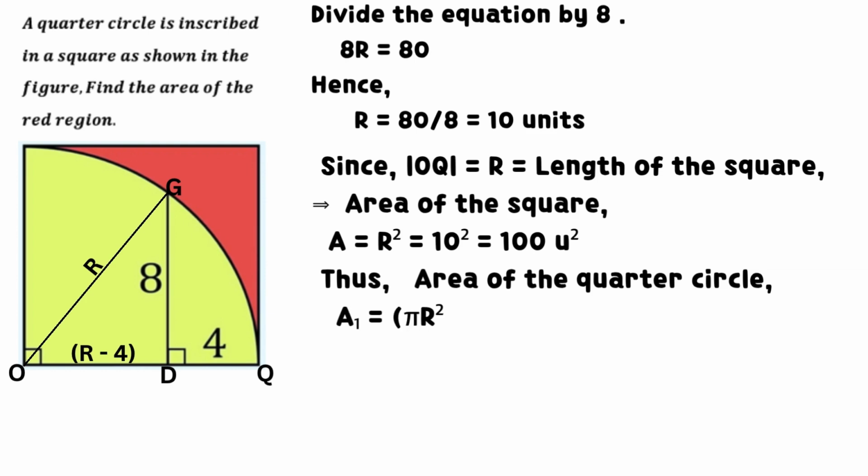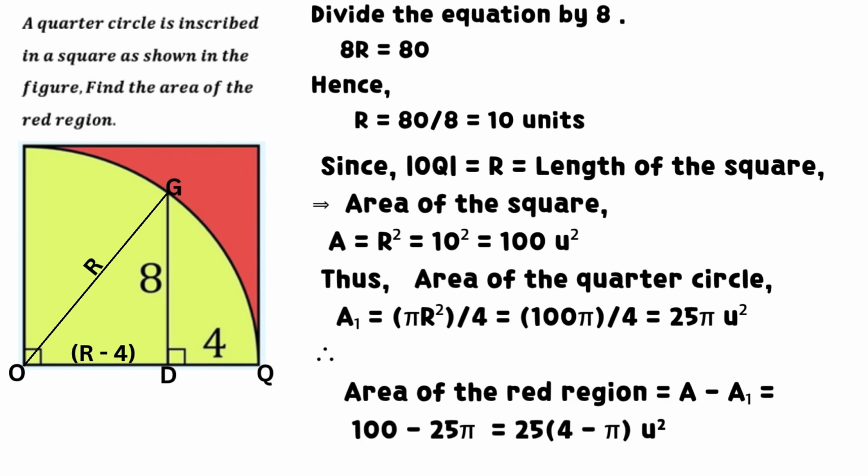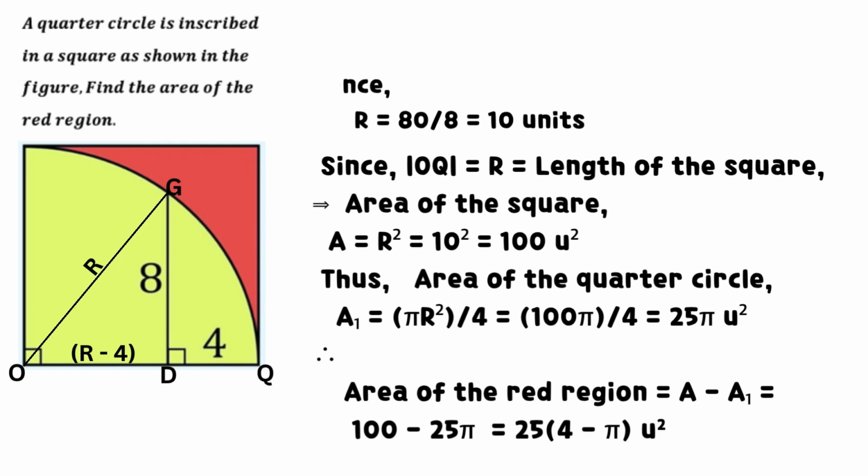Hence, area of the quarter circle A1 equals 25 pi in square units. Therefore, area of the red region equals 100 minus 25 times pi. That is, 25 times, in bracket, 4 minus pi, in square units.